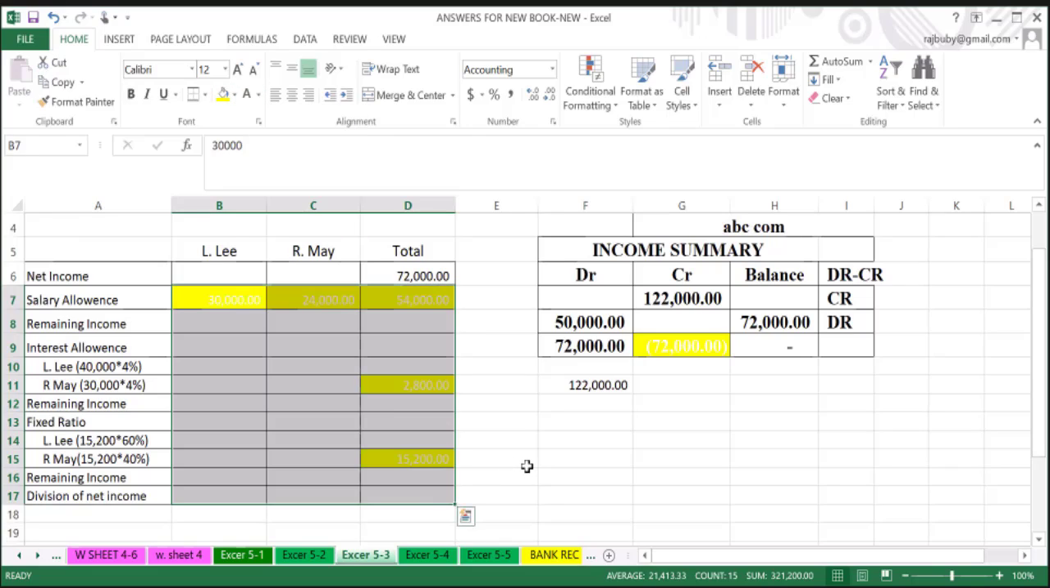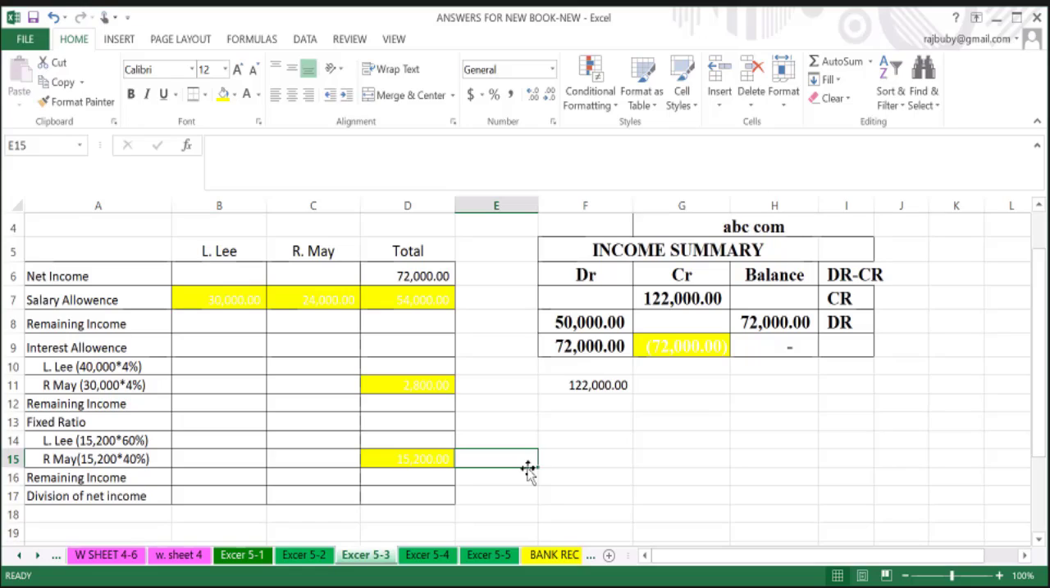Interest allowance of 4% based on average capital account balances. I don't know what this means. What does it mean, interest allowance of 4%? Me too, I don't understand. Because according to the investment, they are getting interest also, 4% interest from the business.